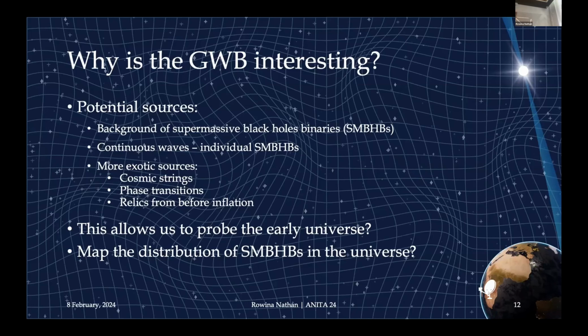You could have an individual supermassive black hole binary that's making a more distinct signal than the others, but it also could potentially come from more fun, exotic things like phase transitions in the early universe. If the gravitational wave background arises from that kind of source, it may allow us to probe the early universe and can also give us some clues about how things are arranged.